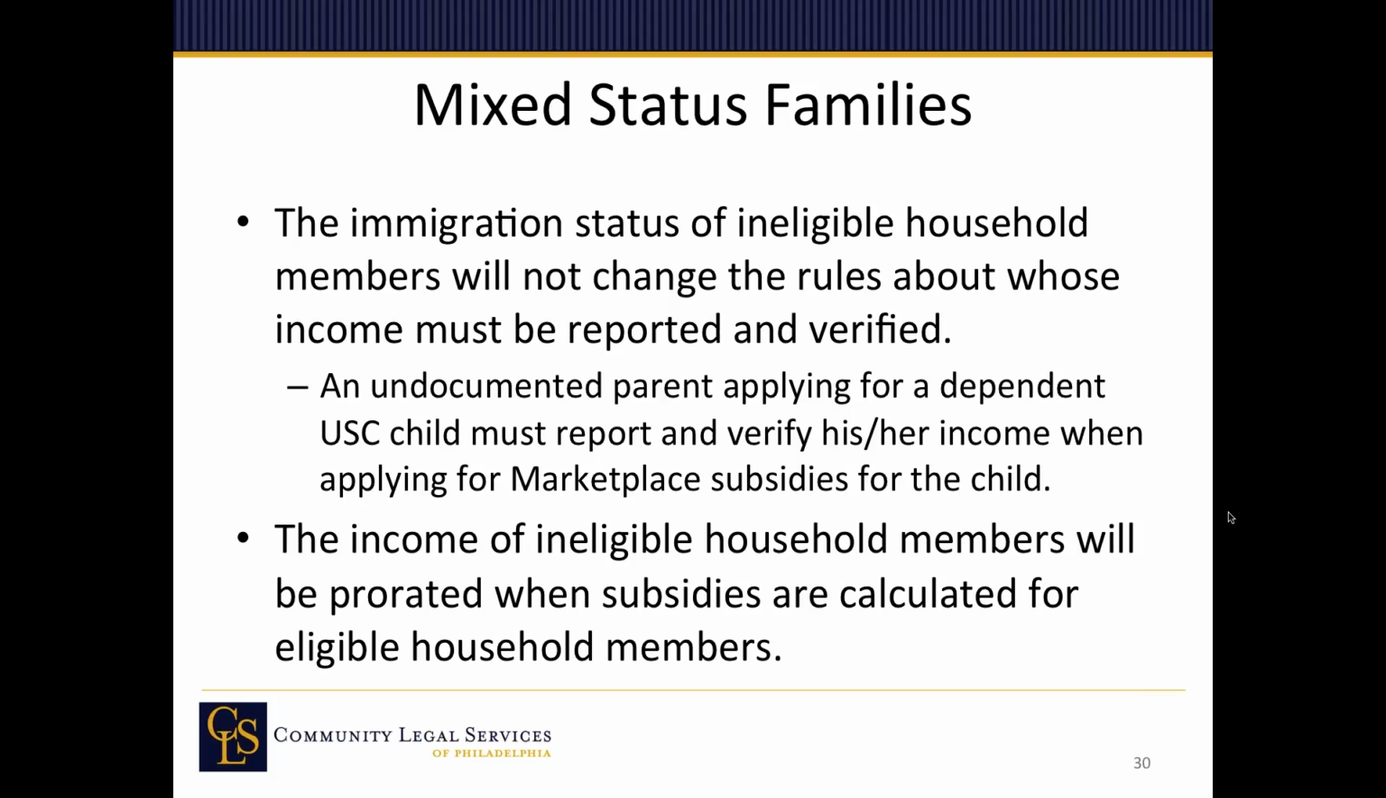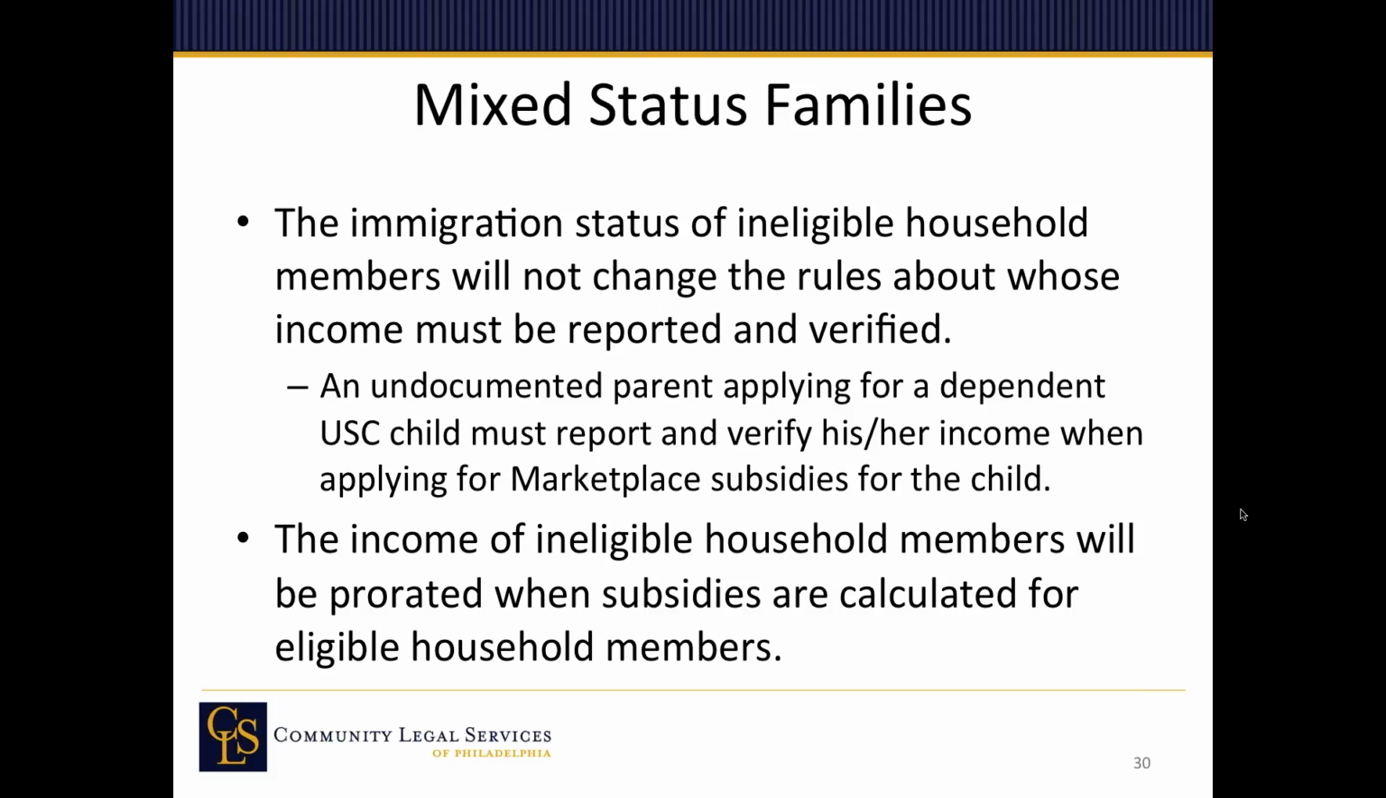Mixed status families, again, ineligible immigrants can safely apply for and get health care for the eligible members of their families. Agencies must not ask about the immigration status of anyone who is not applying for coverage. Only applicants have to provide Social Security numbers, and only if they have one. Of course, if they do have one, we strongly encourage people to provide them. It makes the application process a whole lot easier, right? Because now the data hub can actually work for people with Social Security numbers to some extent.